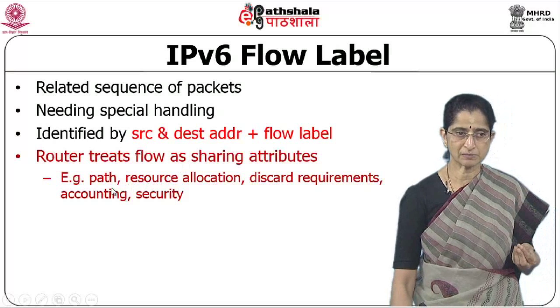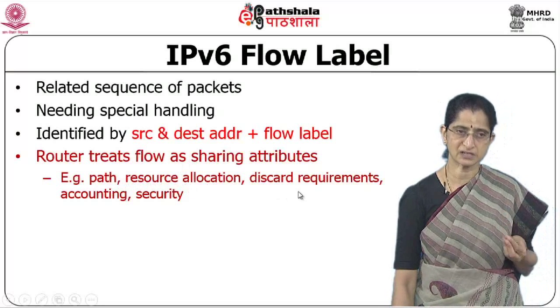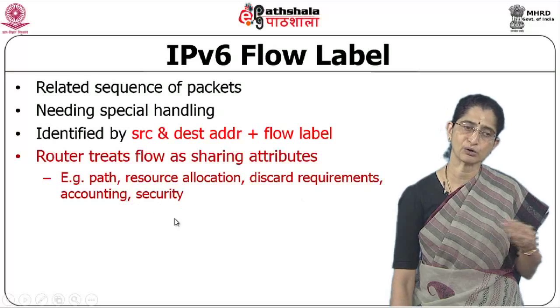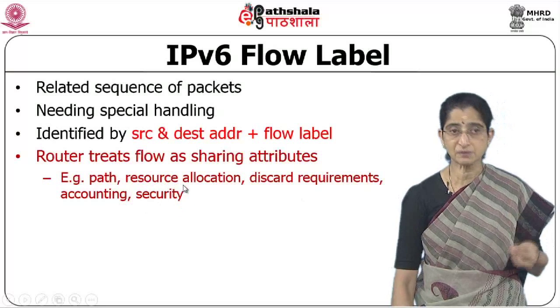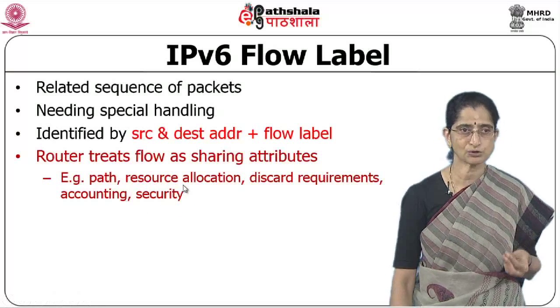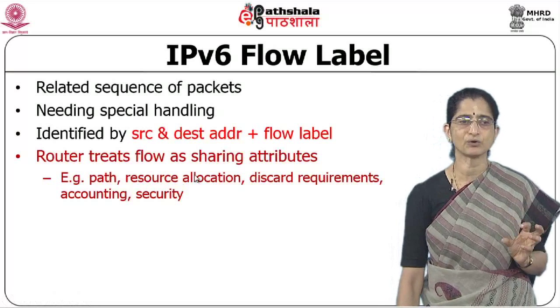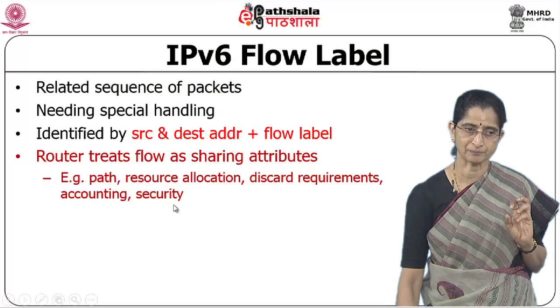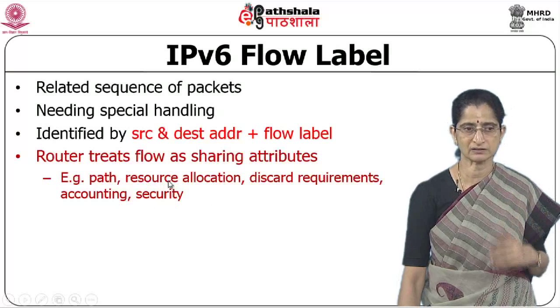For example, the path may be shared, or resource allocation, discard requirements, accounting, security, all these are various treatments that could be given to the flow, which will be based on the flow label. So, you could aggregate different flow labels to provide similar kind of treatment and so on, right. So, those are the things that we have.